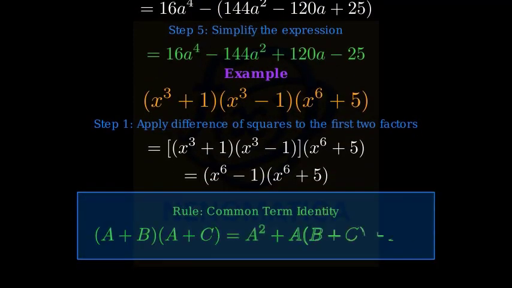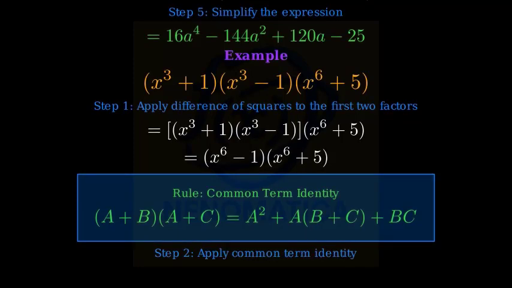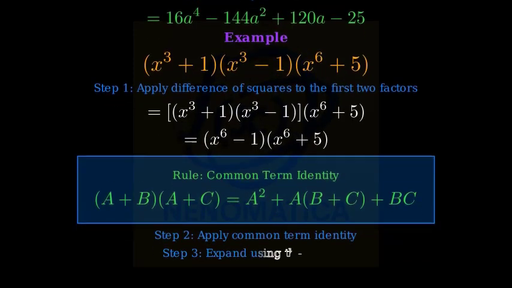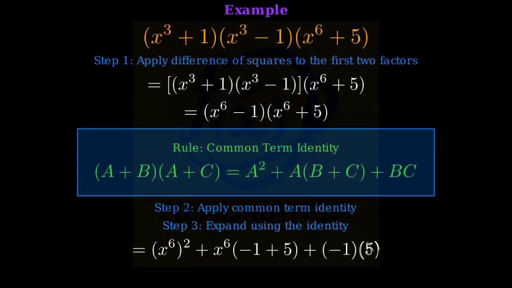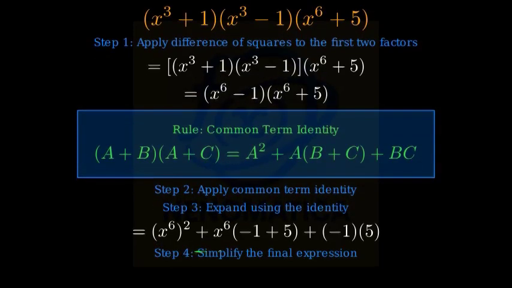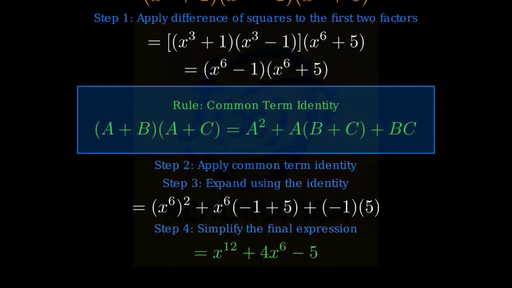Now, we can apply the common term identity to the expression x to the 6th minus 1 times x to the 6th plus 5. Using the common term identity, we get x to the 12th plus x to the 6th times the sum of -1 and 5, plus the product of -1 and 5. Finally, we simplify the expression. X to the 6th squared gives us x to the 12th. The sum -1 plus 5 is 4, multiplied by x to the 6th gives us 4x to the 6th. And -1 times 5 is -5. So our final answer is x to the 12th plus 4x to the 6th minus 5.